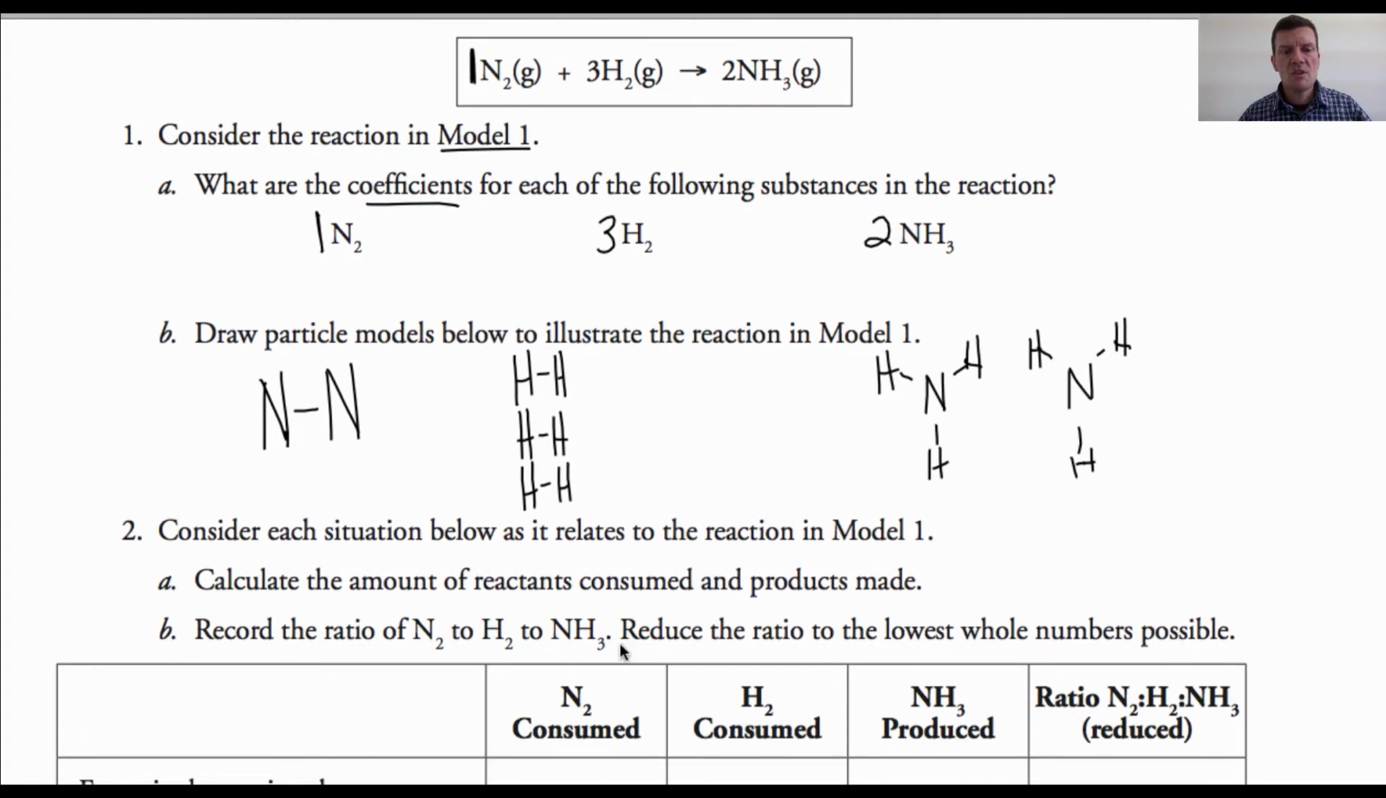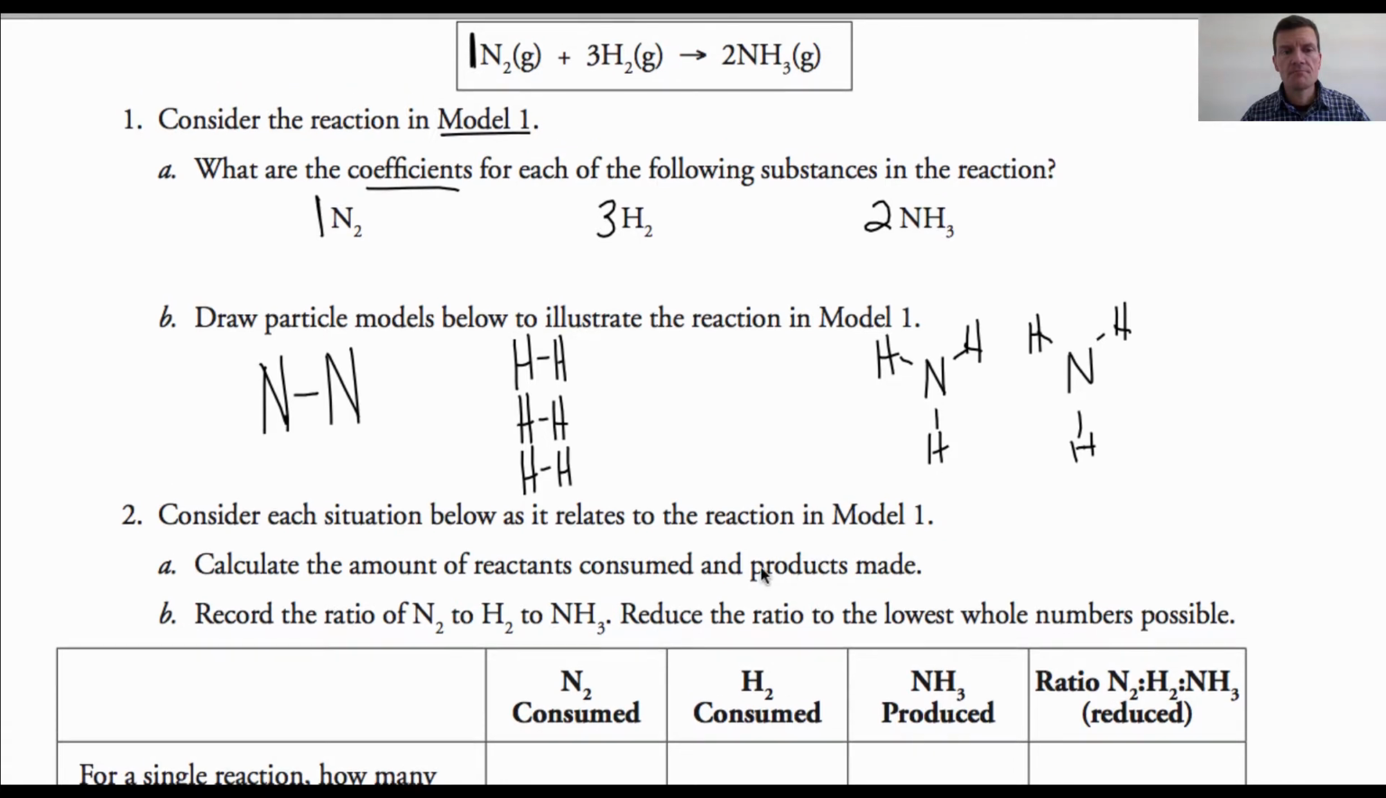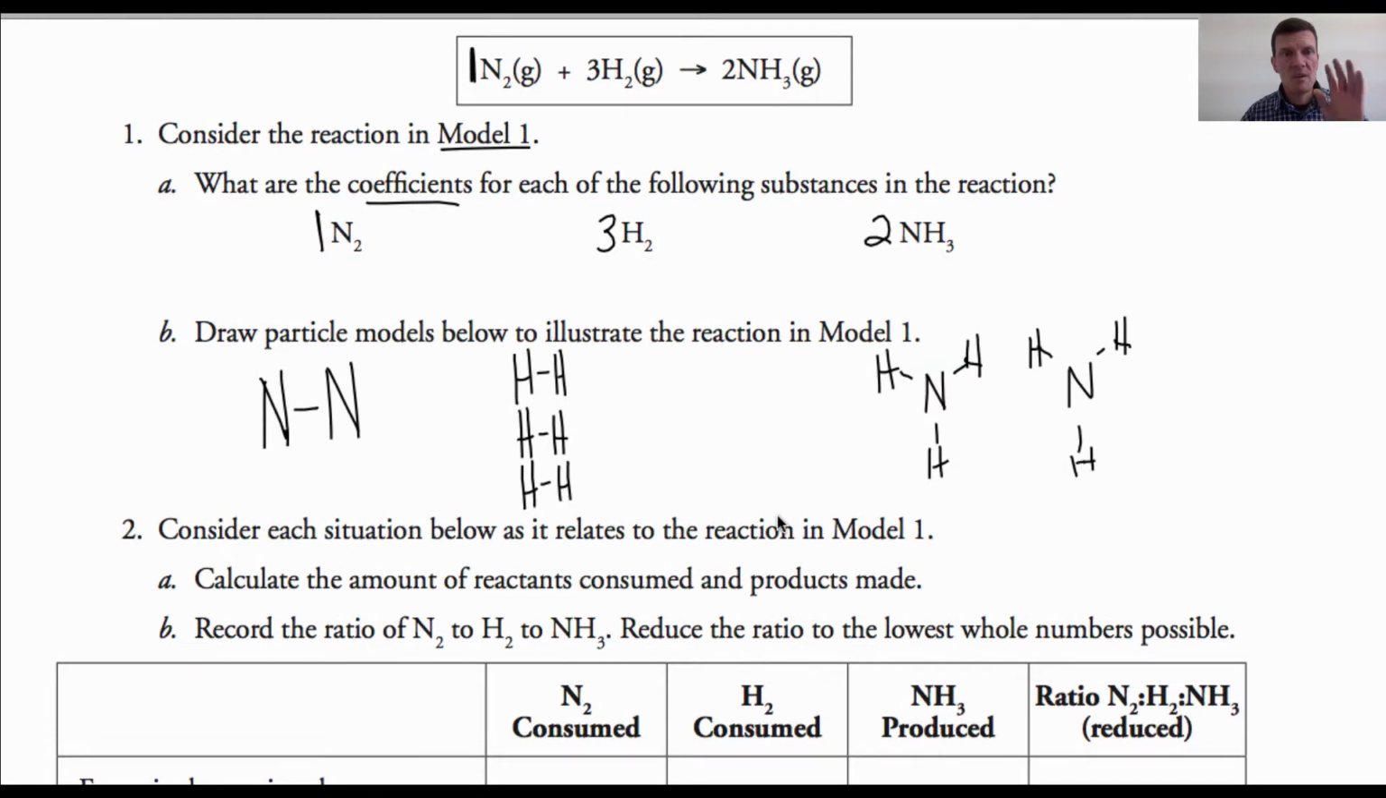Consider each situation below as it relates to the reaction in Model 1. Calculate the amount of reactants consumed and products made. And record the ratio of N2 to H2 to NH3. Reduce the ratio to the lowest whole numbers possible. So let me just make a couple comments here. In this reaction, you have to have the same number of each element on both sides.